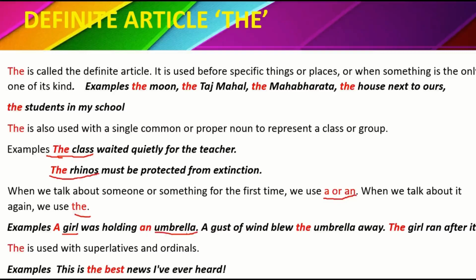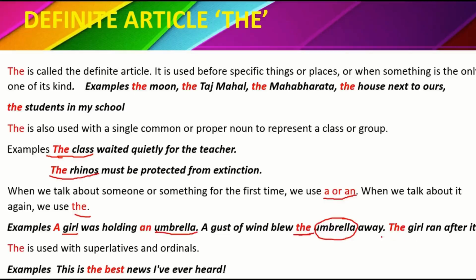See the second sentence of the same thing. A gust of wind blew the umbrella away. So you can see the word umbrella is repeated a second time. When the same word is repeated, first we have to use a or an. Next we have to use the. If it is repeated, we can use the in front of that.